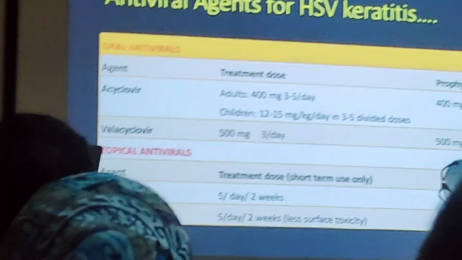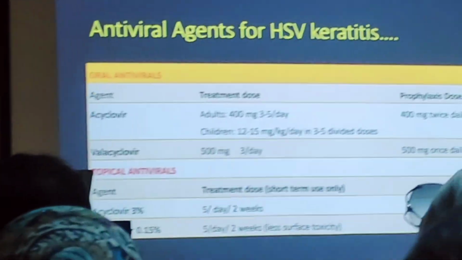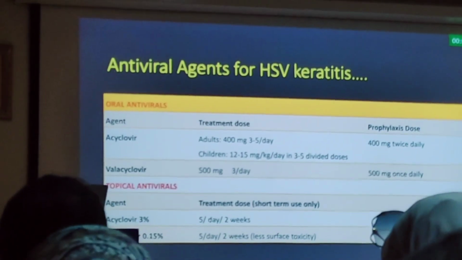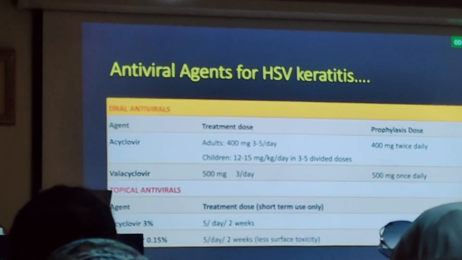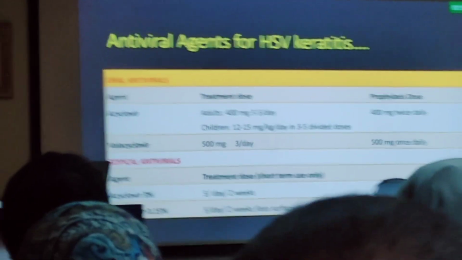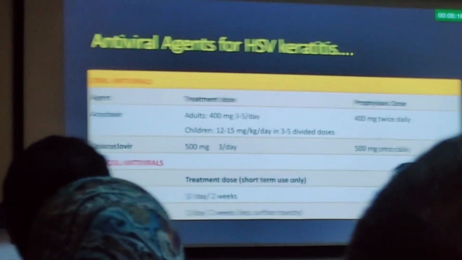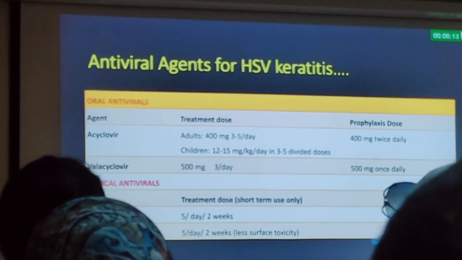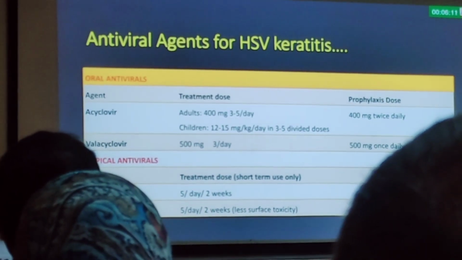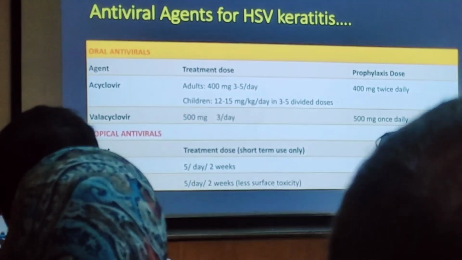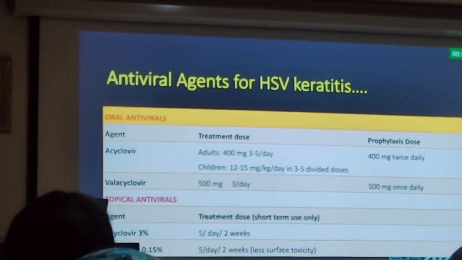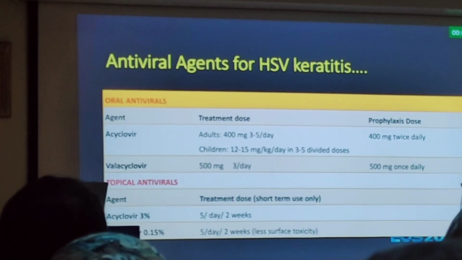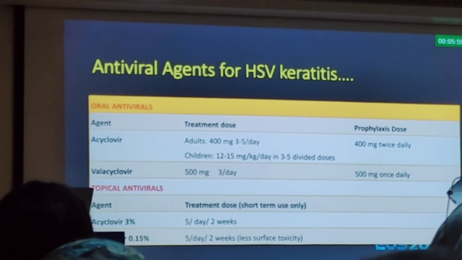The antiviral agents for herpetic keratitis here in Egypt: acyclovir, where the therapeutic dose is 400 milligrams 3 to 5 times daily, and in children we have to calculate the dose, 12 to 15 milligrams per kg per day, divided into 3 to 5 doses, and the prophylactic dose is 400 milligrams twice daily. Valacyclovir has a higher bioavailability and a steadier serum level, and the dose is 500 milligrams 3 times daily as a therapeutic dose, and the prophylaxis is just a single tablet per day.